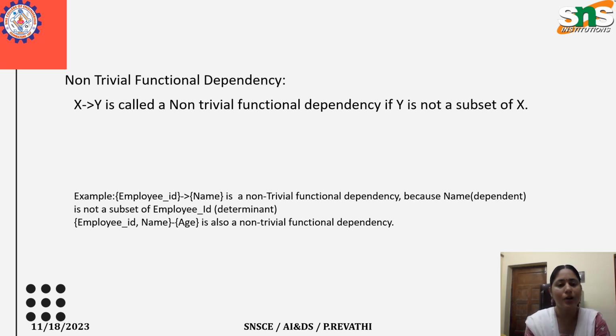Example, employee ID determines name is a non-trivial functional dependency because the dependent name is not a subset of the determinant employee ID. Name is a dependent, employee ID is a determinant. Employee ID, name determines age is also a non-trivial functional dependency.